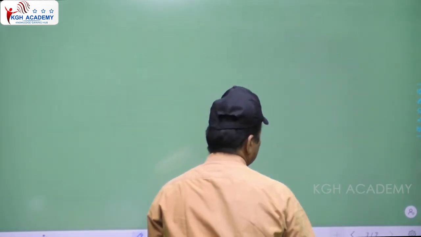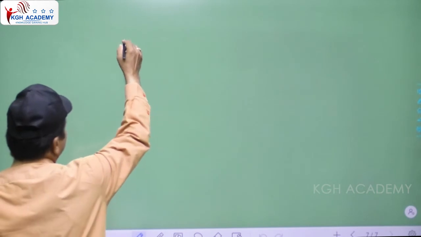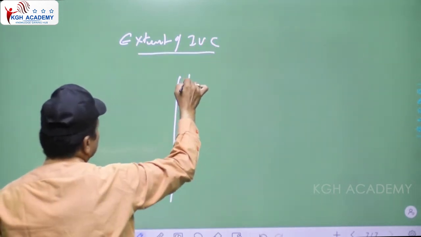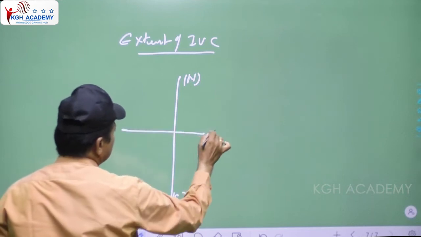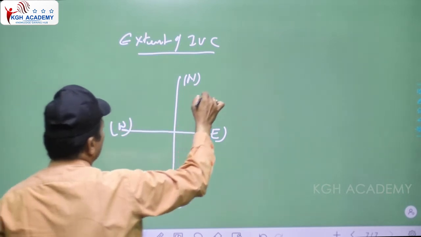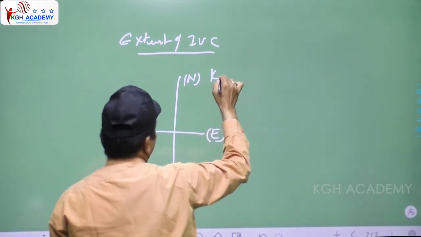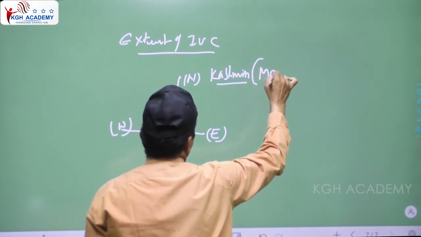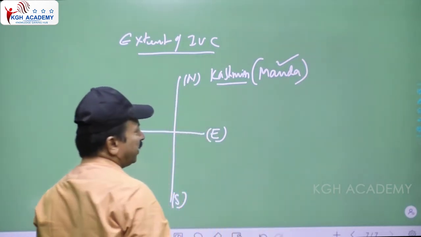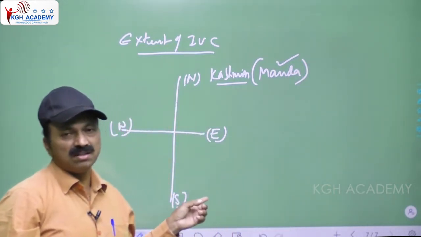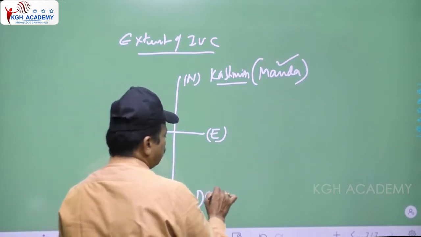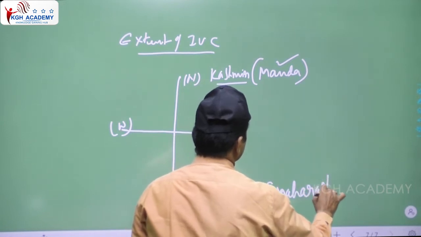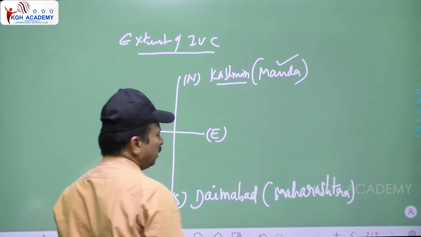If you see up to what extent it extends in the north: up to Manda in the Kashmir region. In the south, up to Daimabad, which is located in Maharashtra. That's one of the points you have to remember, Maharashtra.